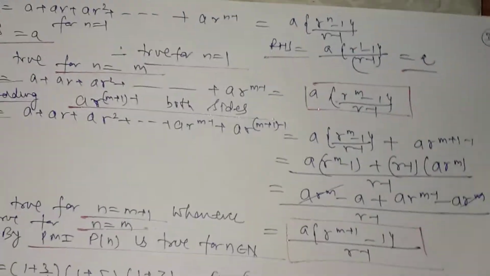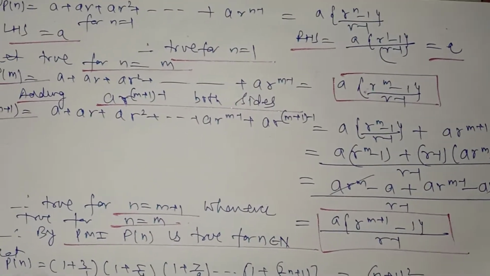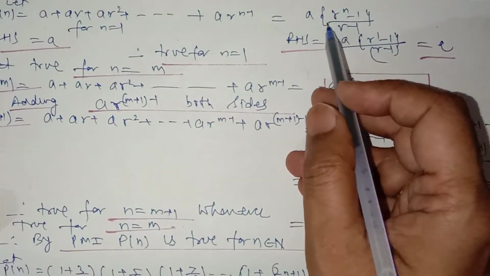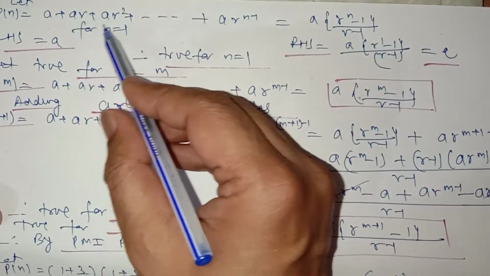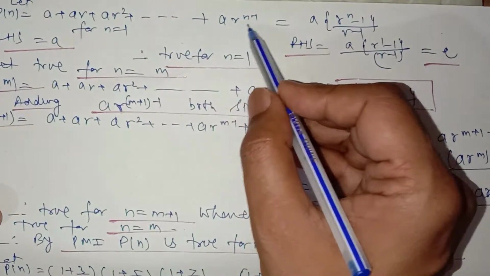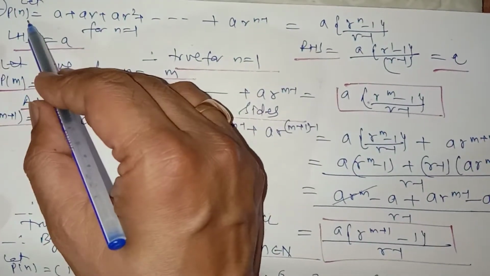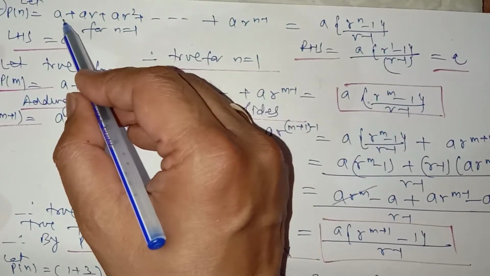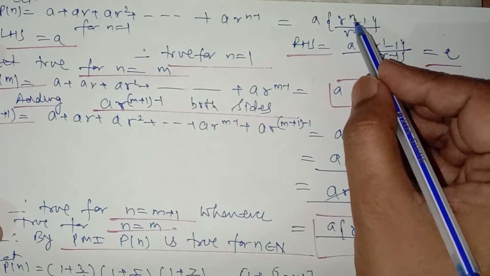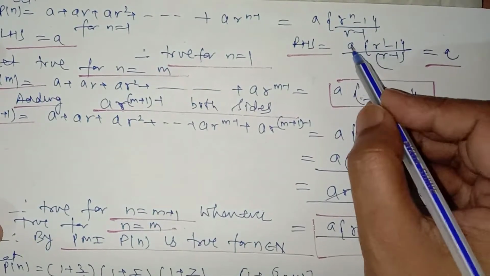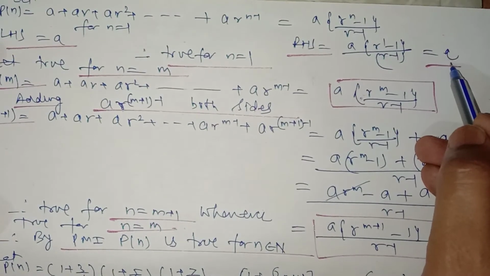Now in question number 12, you have to prove that this statement is equal to a into r raised to power n minus 1 upon r minus 1. In the left hand side, we have a plus ar plus ar square up to ar raised to power n minus 1. Let the statement be Pn. For n is equal to 1, the left hand side is equal to a, and then in the right hand side replace n by 1. So r minus 1 upon r minus 1, you are getting a. So left hand side is equal to right hand side.